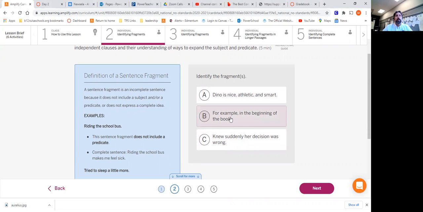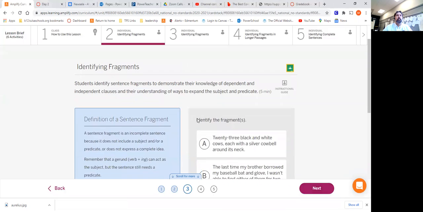The next one here, for example, "in the beginning of the book." Yeah, what about it? What happens at the beginning of the book? We don't know. Look at the third one. "Knew suddenly her decision was wrong." Who knew suddenly her decision was wrong? We don't know. We don't have a subject. B and C are incorrect.